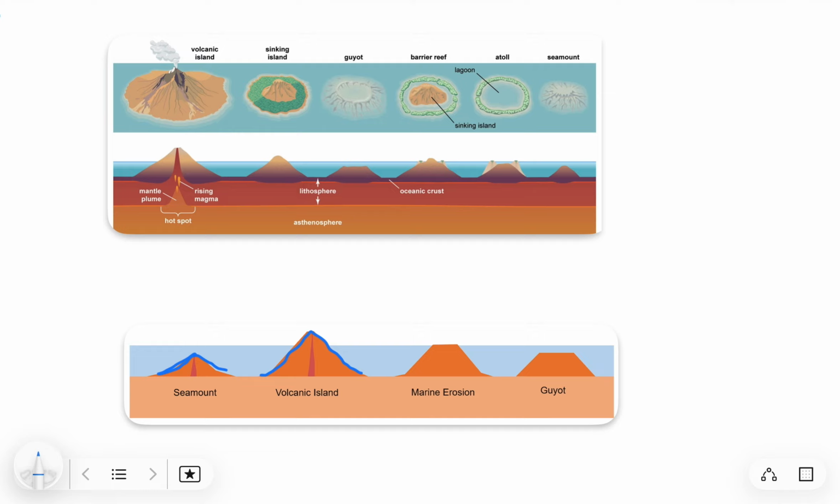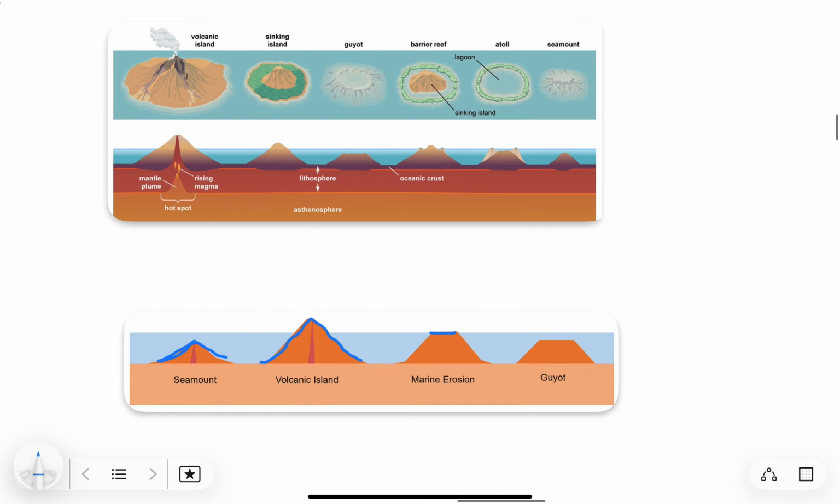So it will form volcanic islands. And if there is a flattened surface in the sea that has not reached the sea surface and is eroded by the waves and currents, it will be known as a guyot.